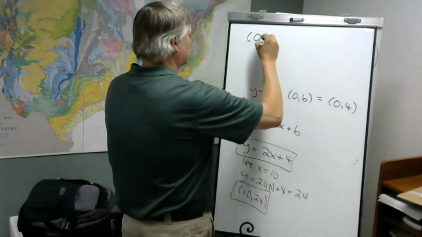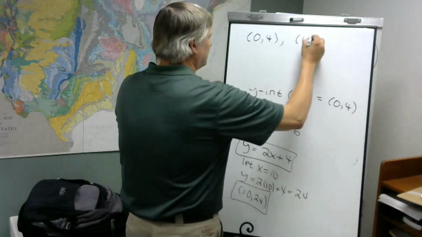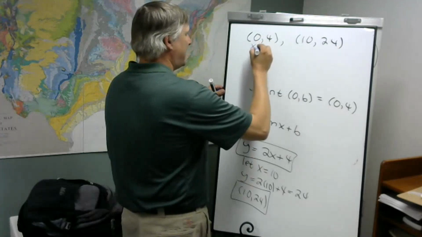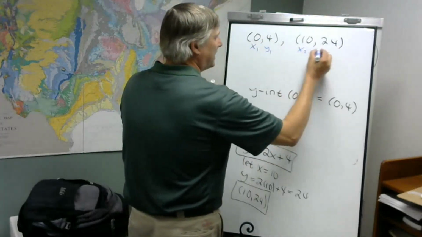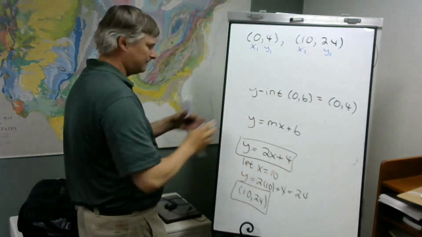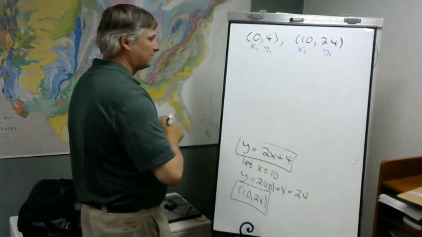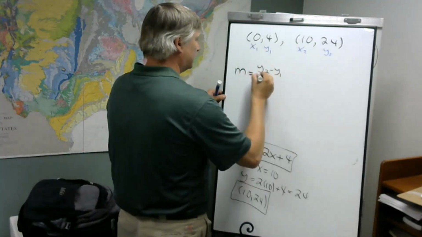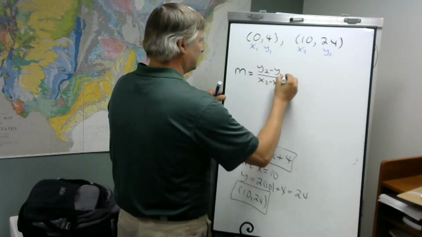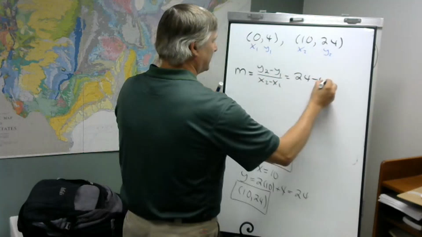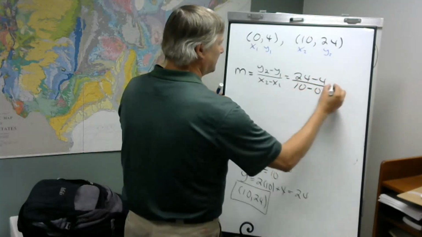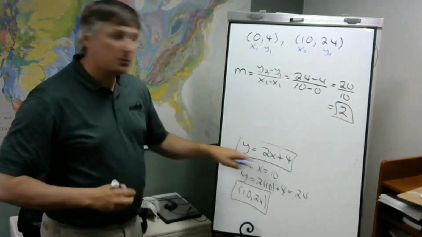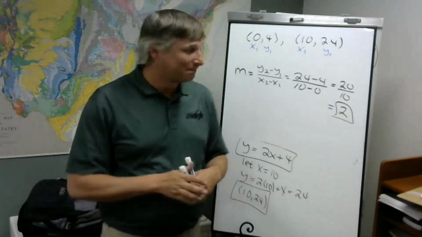So we have 0 and 4, and 10 and 24. Let's call this our first point, so this is x1, y1. Second point, x2, y2. So y2 minus y1 over x2 minus x1 is 24 minus 4 over 10 minus 0. Well, that's 20 over 10. And sure enough, that's that slope of 2. So there you go, it still holds.